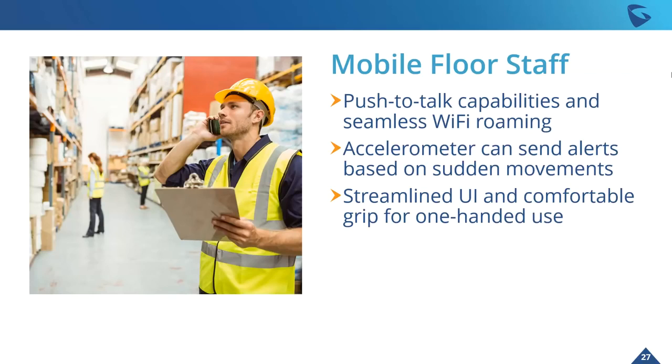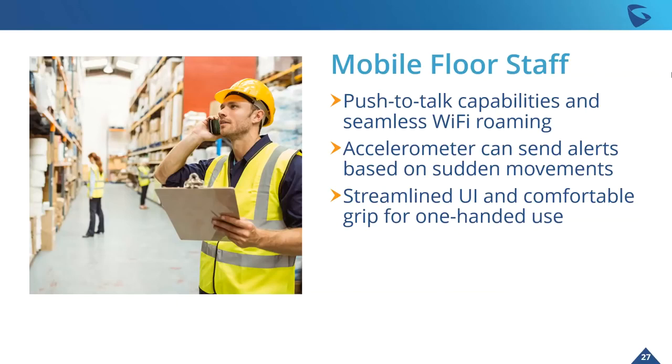So mobility for the floor staff is important. Both our DECT and our Wi-Fi phones, certain models, support push-to-talk capabilities. And of course, for those larger sort of warehouse situations, cargo docks, you can have seamless Wi-Fi roaming with the GWN 76000 long-range LR and a WP820. An accelerometer within the WP820 Wi-Fi phone can actually send alerts based on sudden movements.